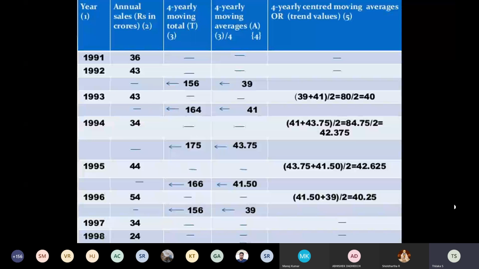That is with 4 columns. The 2 columns of data were given already, and you have to calculate the third and the fourth column alone: the 4 years moving total and the 4 years moving average. And if you find some difficulty in plotting the points, you can move to the fifth column, which is the process of centering. For even years, you can follow this process of centering and plot the points at the particular year. Otherwise, you can plot the points in between the years.